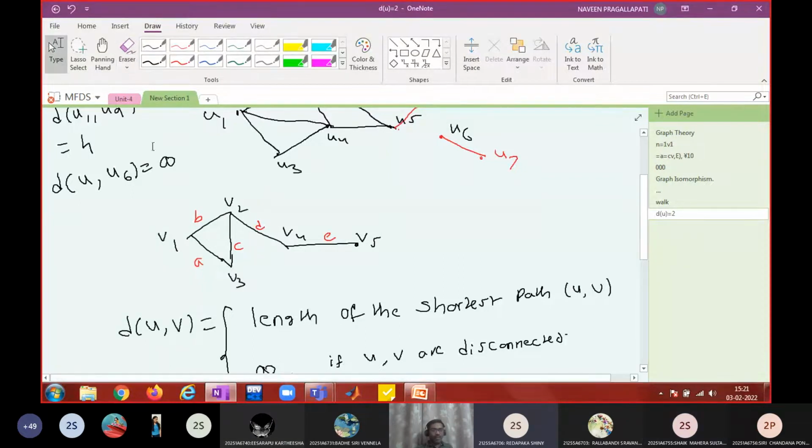Okay. If I remove this, let me draw this. This becomes disconnected, no? Correct. These two are disconnected. Therefore, D is a cut edge. Even if I remove this, these two are disconnected. Therefore, E is also a cut edge. But whereas if I remove this, nothing is happening. Therefore, it is not a cut edge. Is it clear?